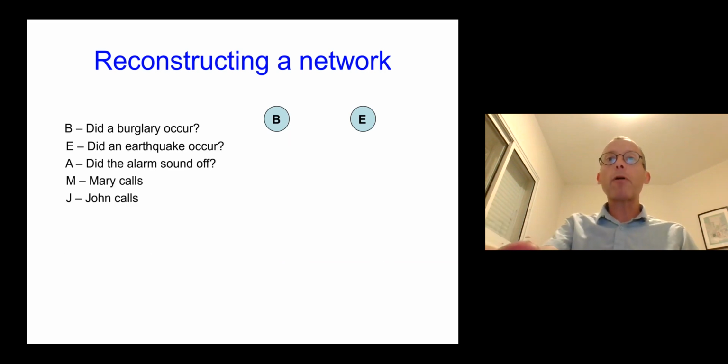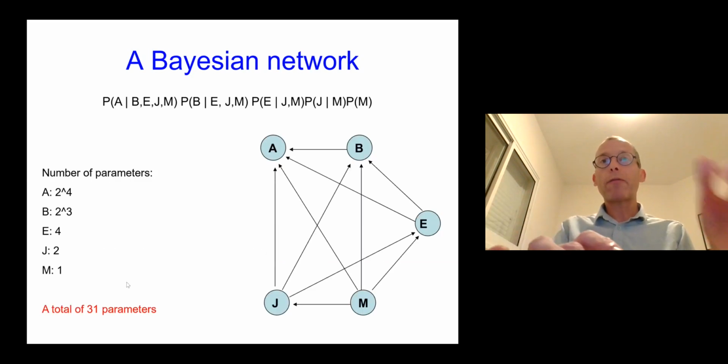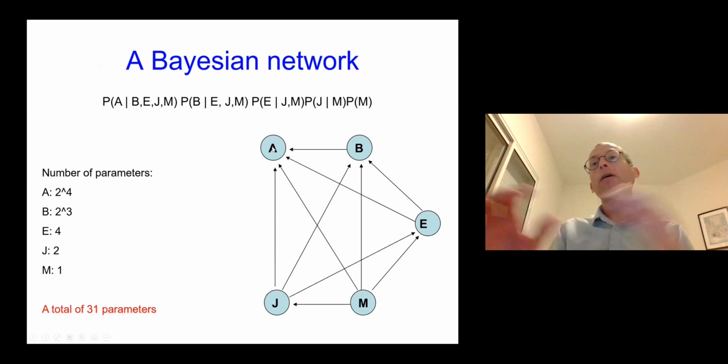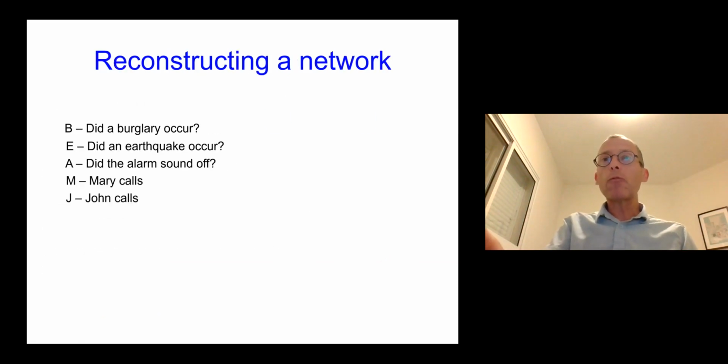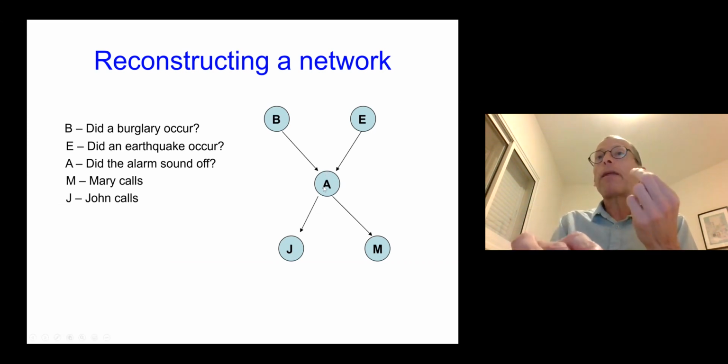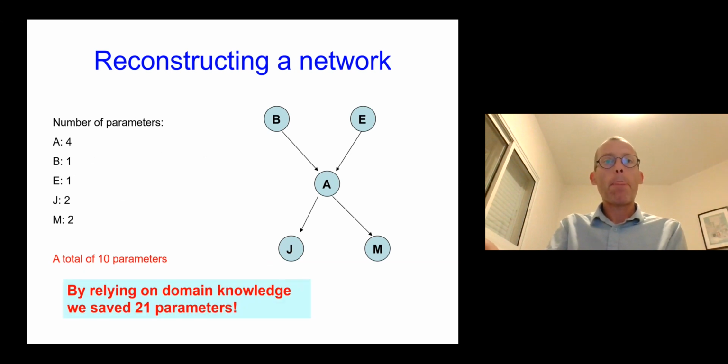In the previous example, we had a node with 4 parents in this case. So even just for this table, we have 15 different parameters. We need a lot of data. In this one, which is again the same joint probability distribution in terms of accuracy, the largest table has only 4 parameters. So we need much less data and we can get the same accuracy. So by relying on domain knowledge, we save.